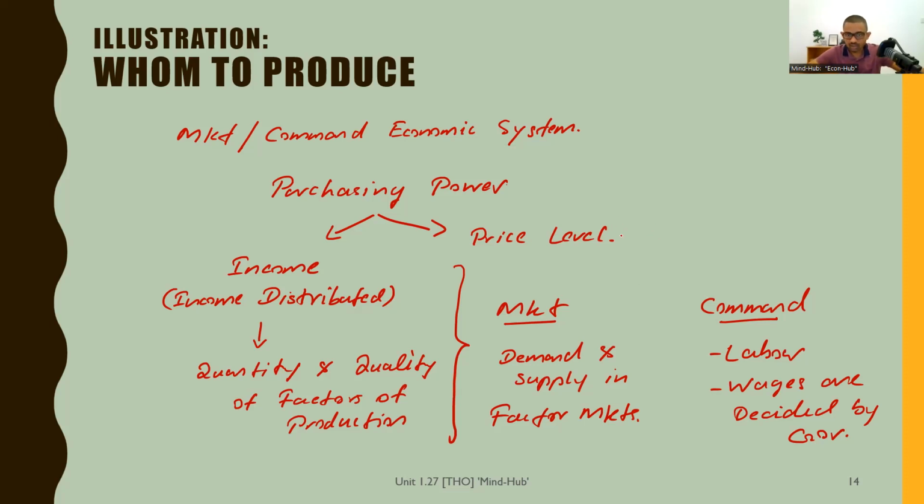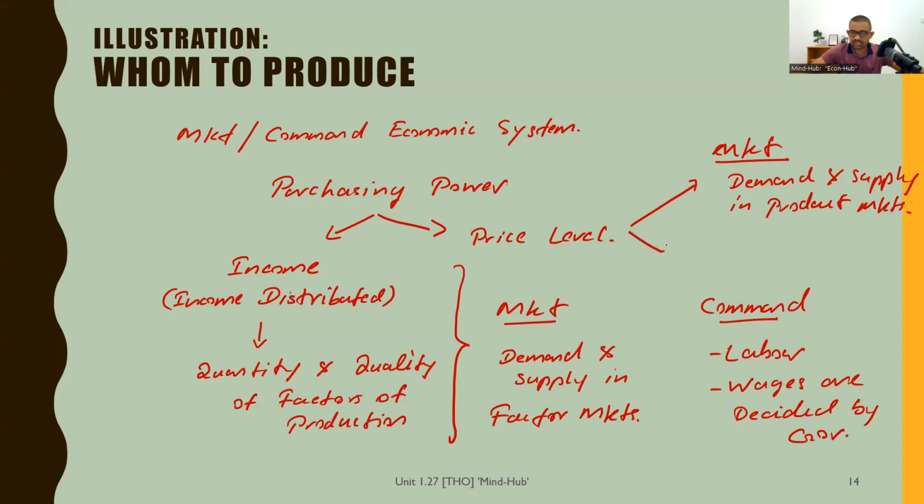Then price levels, right? That also we can explain that way. In a market economy, price levels are decided based on demand and supply in product markets, right? Whereas in a command economy, the price levels are decided, especially for essential goods, by the government. Government will decide the price levels, right? In any format you guys want, you can write this, but on page 52, it will be good if you can make a note.